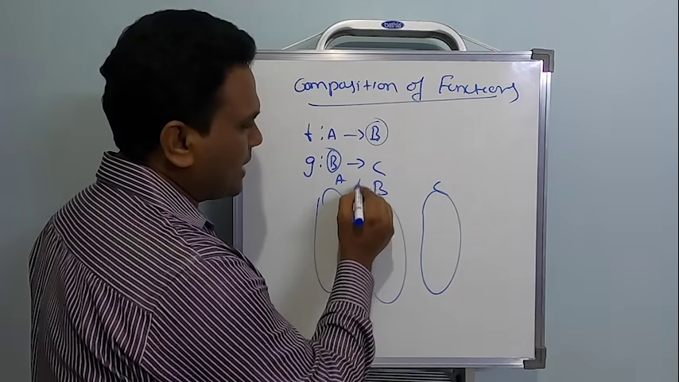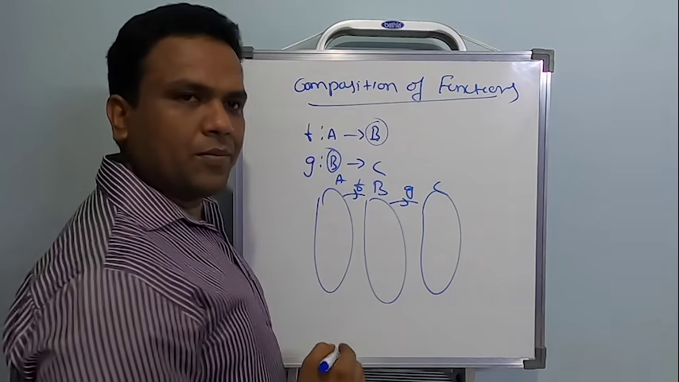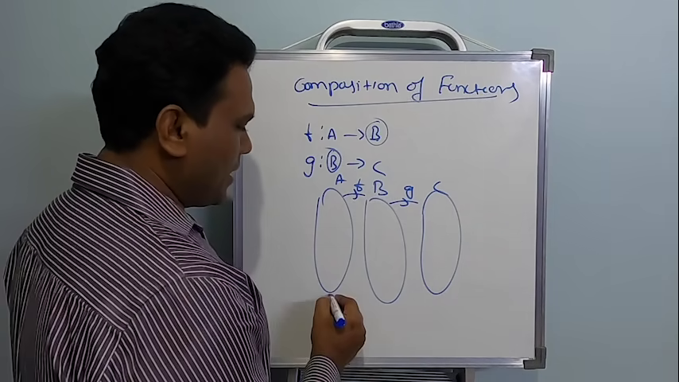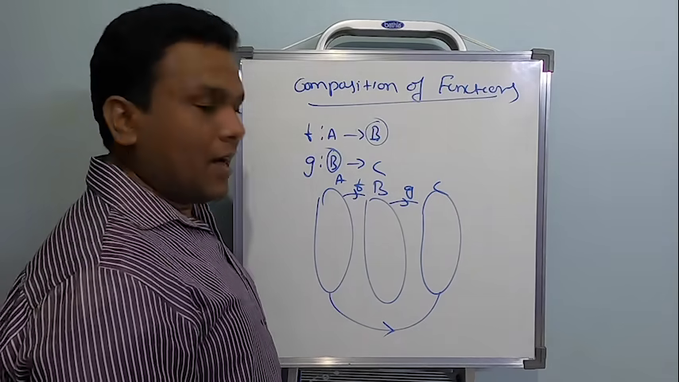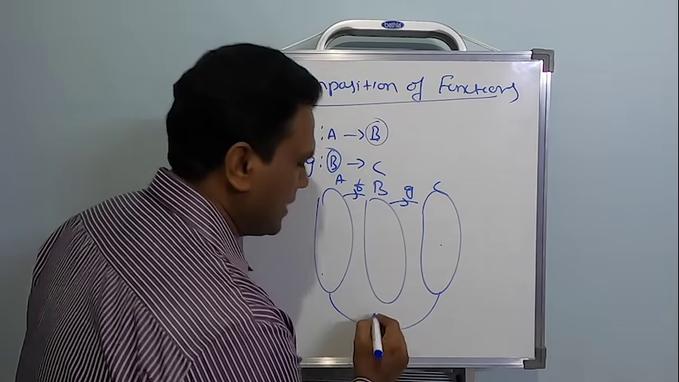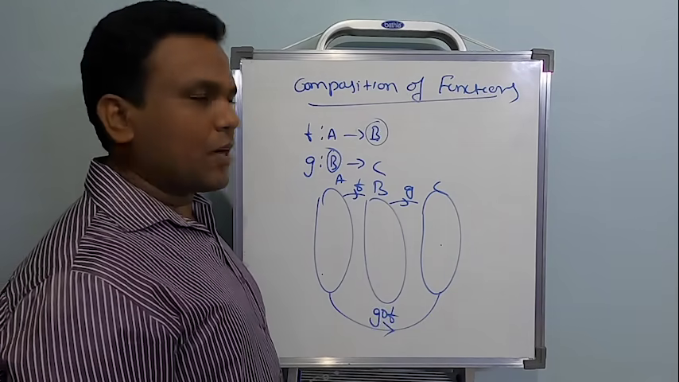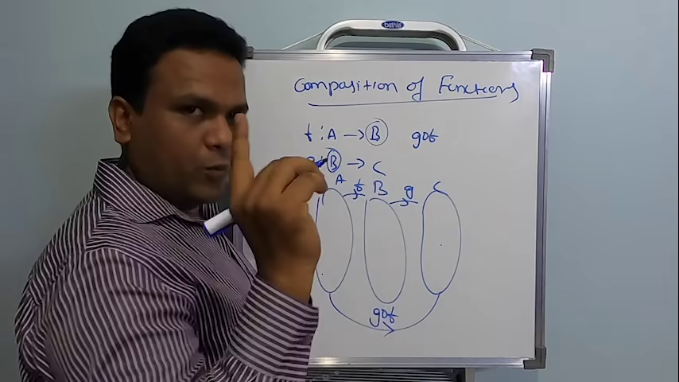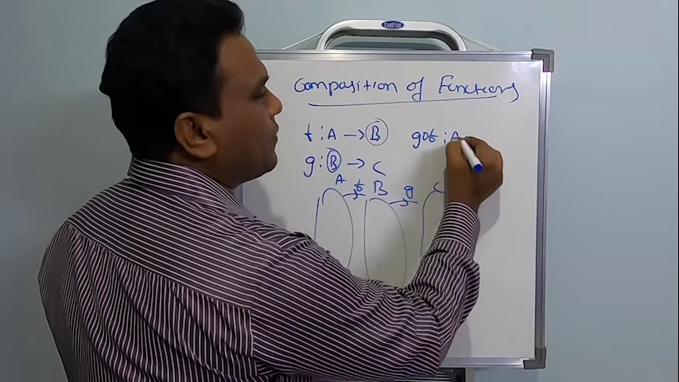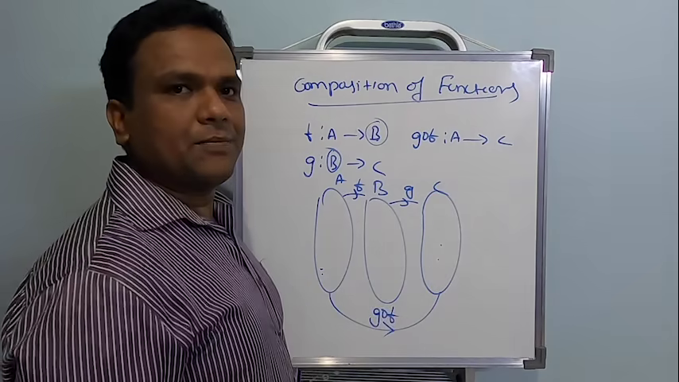So what we said is, f is a function from A to B, then g is a function from B to C, but I want a function from A to C, right? And a function from A to C is denoted by GOF. So what I actually got from here is GOF is one single function now. It is defined from set A to set C.